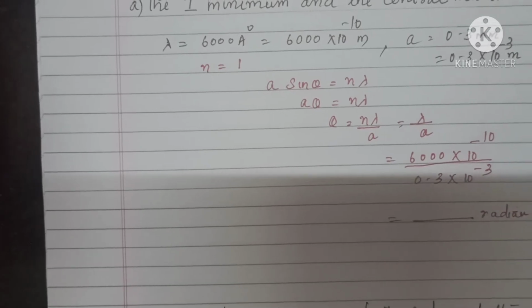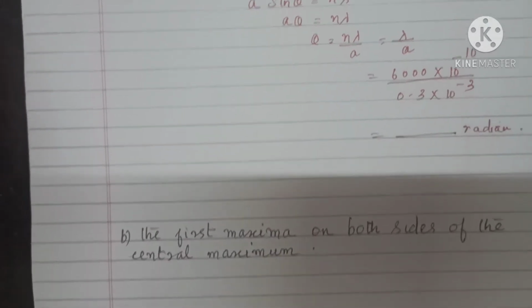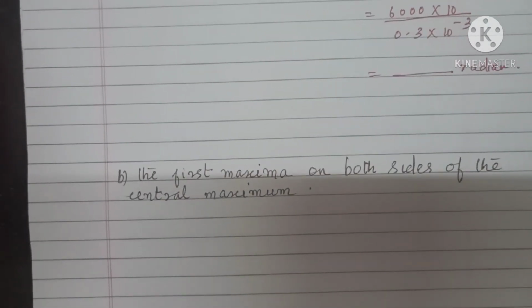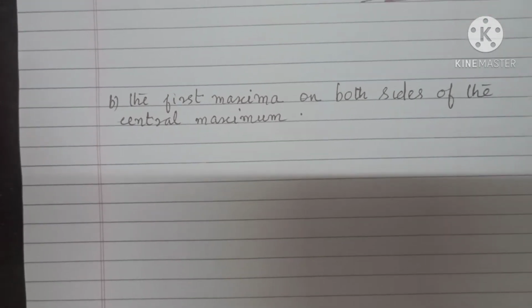Okay, so try to find the answer. Substitution I have done here. Now the second part of this question is the first maxima on both sides of the central maximum. So our condition, you know the conditions. So be clear with the theory, okay? Then only you will be able to do the numericals.